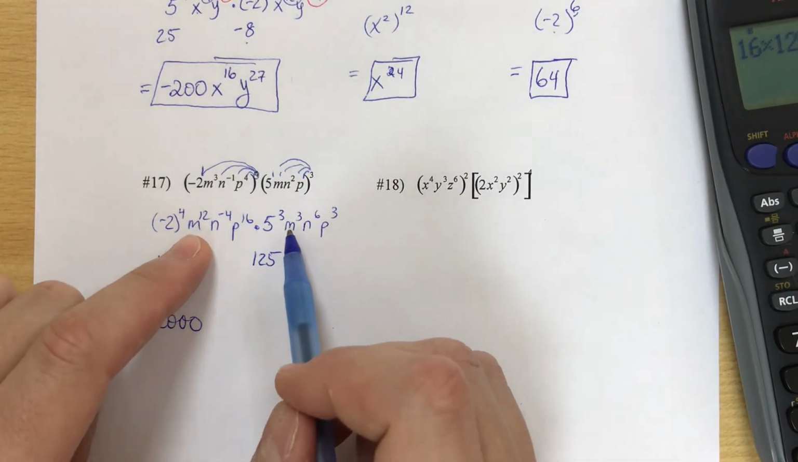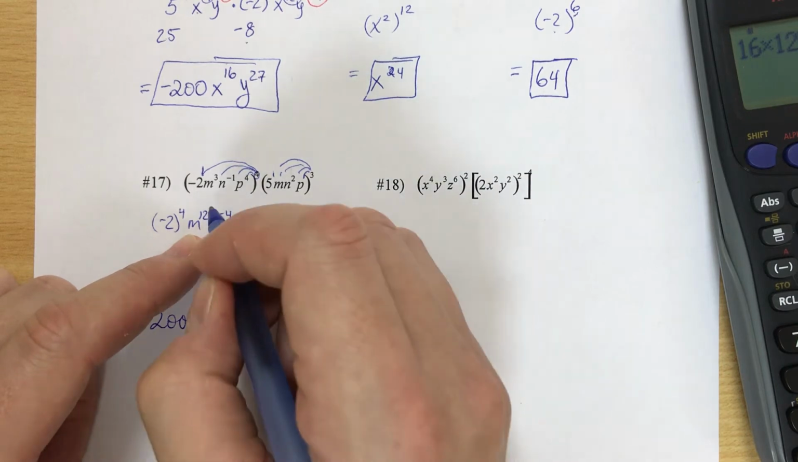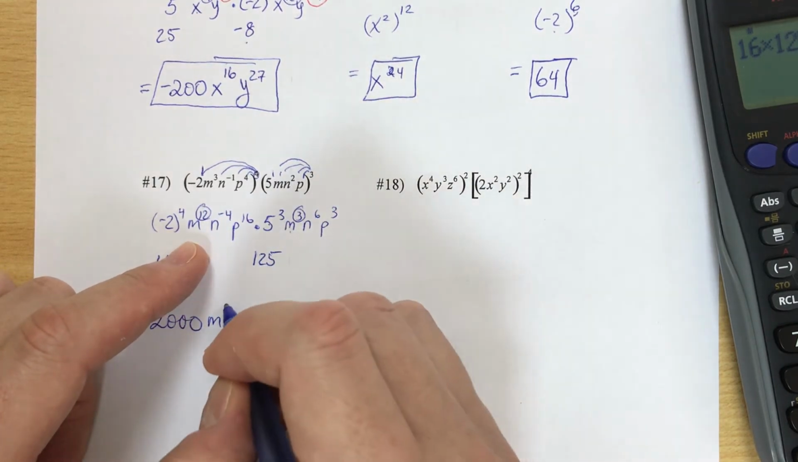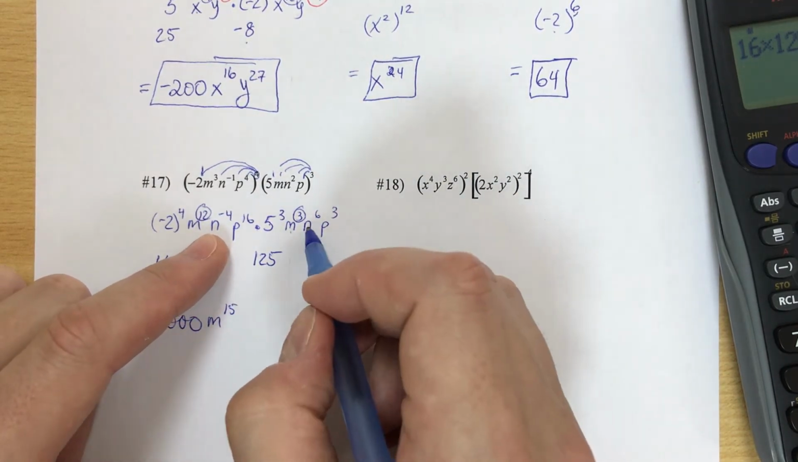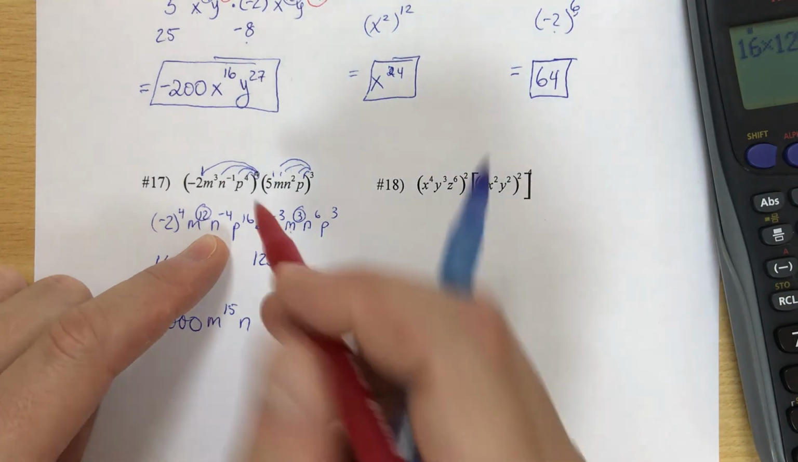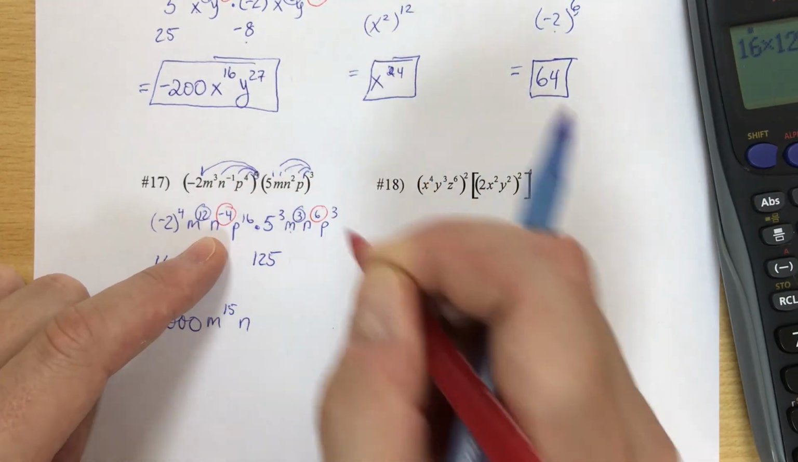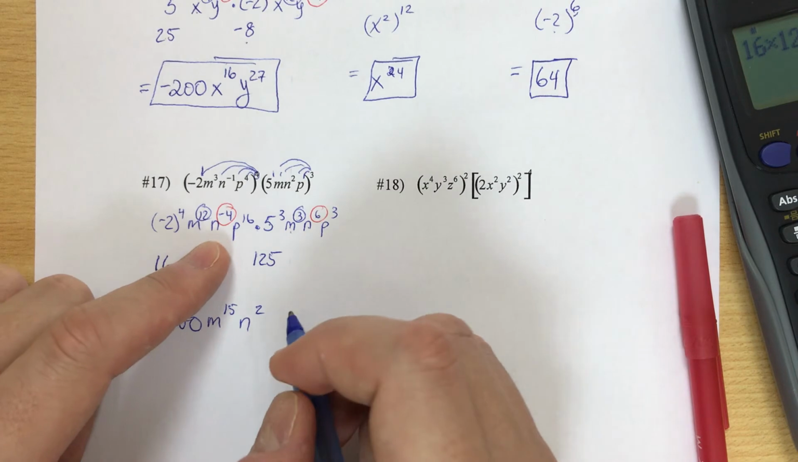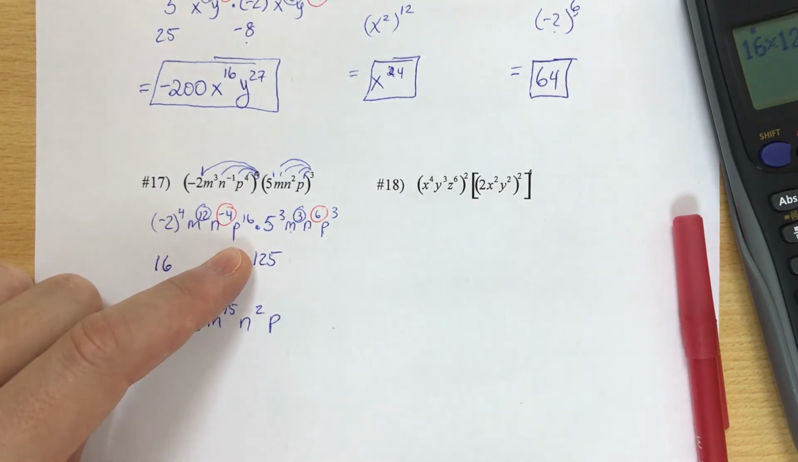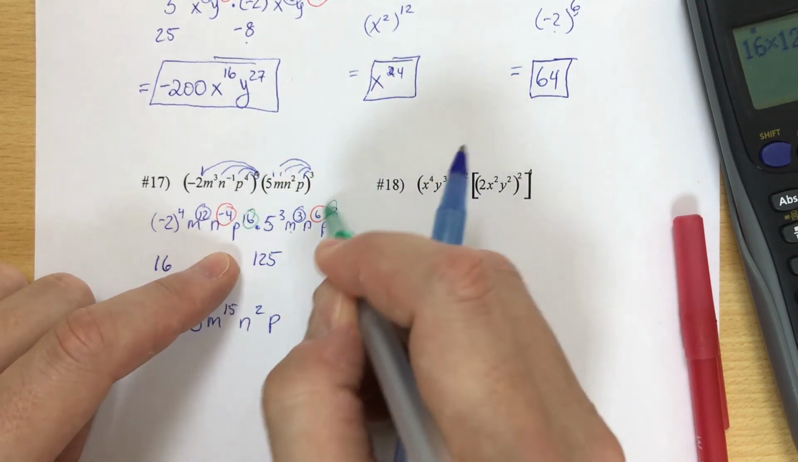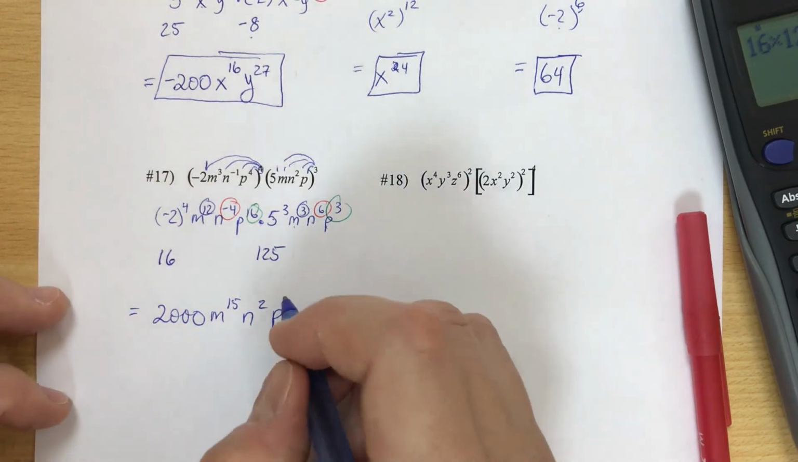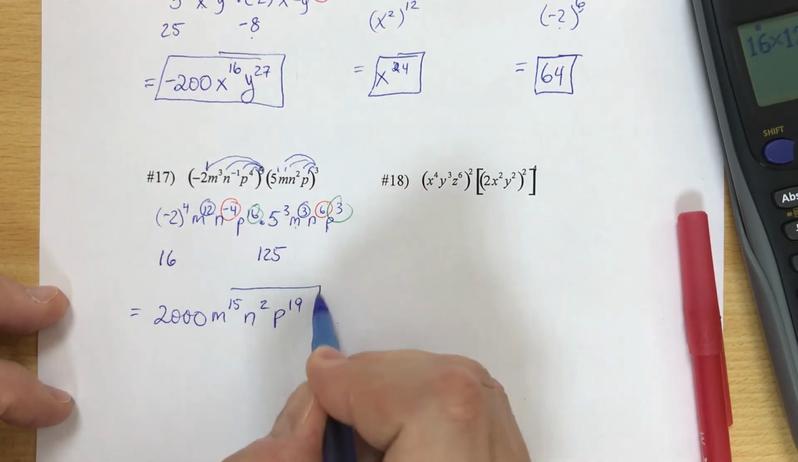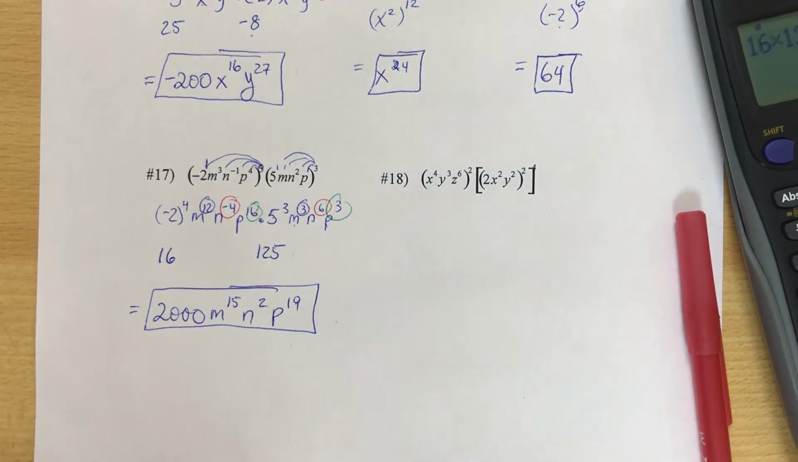Okay, keep the base. Add the exponents. So m to the 15th. Keep the base. For the n, negative 4 plus 6 is 2. Keep the base, p. Add the exponent, 16 plus 3 is 19. That's it. That's as far as you go.